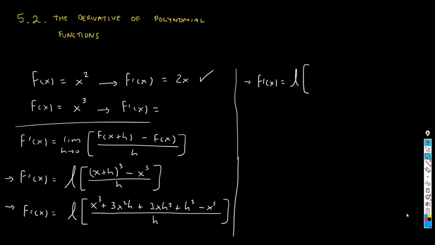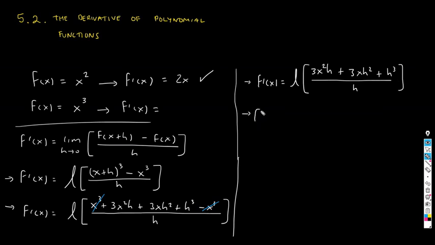Okay, let's see. We have x to the cube here and minus x to the cube, so I know that I can cancel these two terms right away. I'm only going to be left with the following: 3x squared times h plus 3x h squared plus h to the cube, over h.